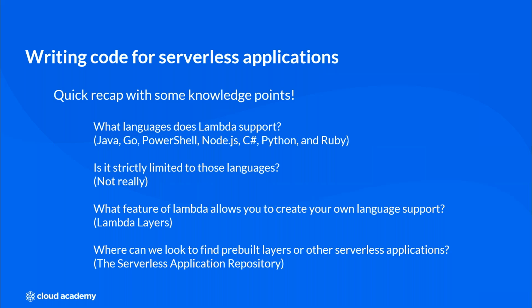What languages does Lambda support? I've got the answers here. Java, Go, PowerShell, Node.js, C#, Python, Ruby. Is it strictly limited to those languages? No. And that's something you probably wouldn't realize when you're first beginning. And how do we get around that and create your own language support? We use this magic thing called Lambda layers.